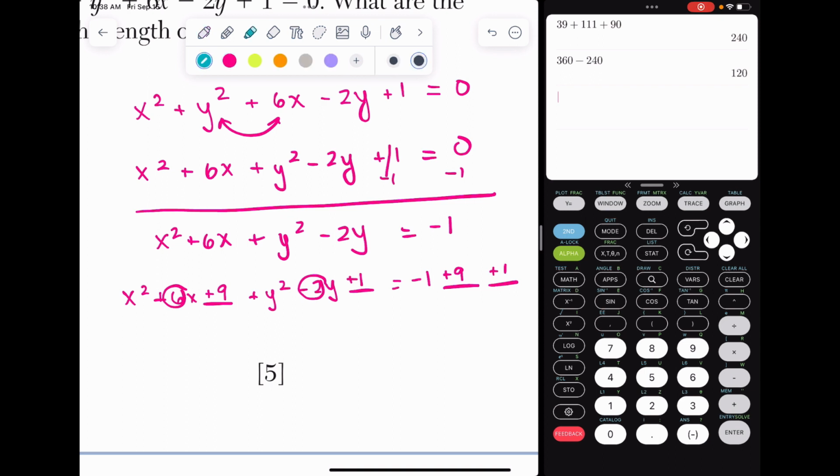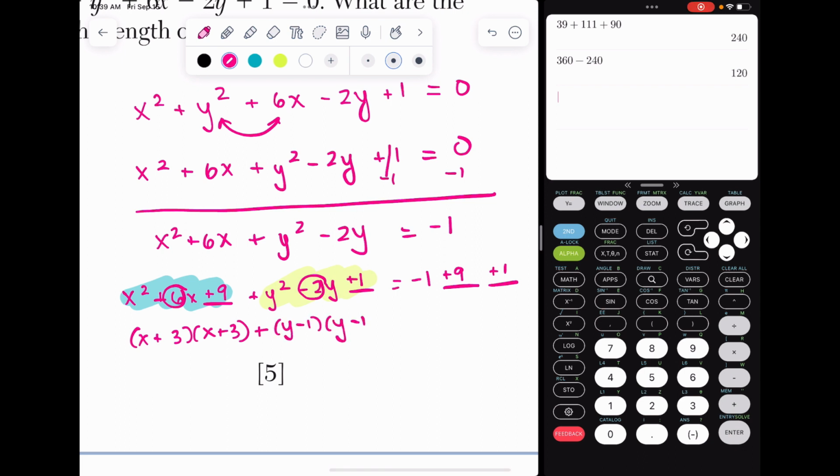Now I want you to look at this here. We basically have formed two perfect square trinomials. That's the purpose of completing the square. So this is x plus 3 times x plus 3 if I factor it. Think about a perfect square like the number 25. There's two identical factors, right? 5 and 5. So we should be getting identical factors. That's the goal of this process.